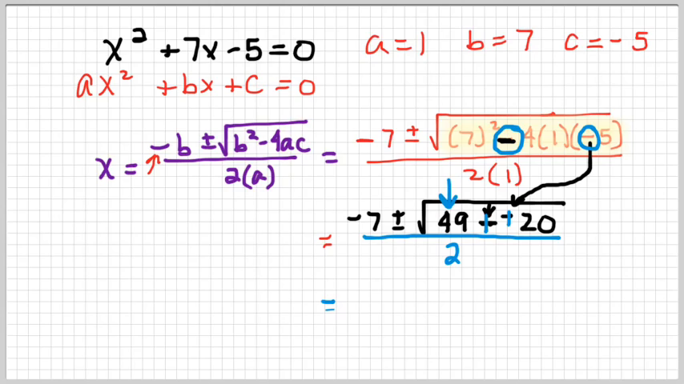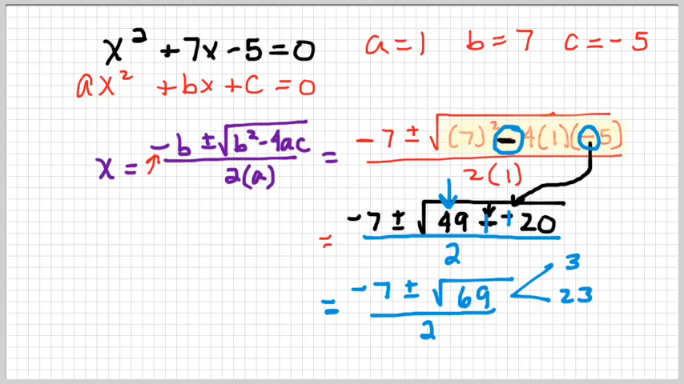And so now I just continue to simplify. I get negative 7 plus or minus the square root of, I add the 49 and 20, it's 69, divided by 2 times 1 again, which is just 2. Now normally what we do is we also check to see if we can factor that 69 and find some perfect squares inside of it. That's 3 times 23. 3 is prime and 23 is prime. Neither of those are perfect squares. So in this case, there are my simplest answers.